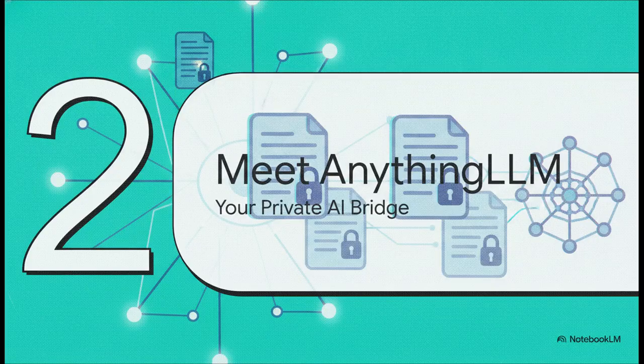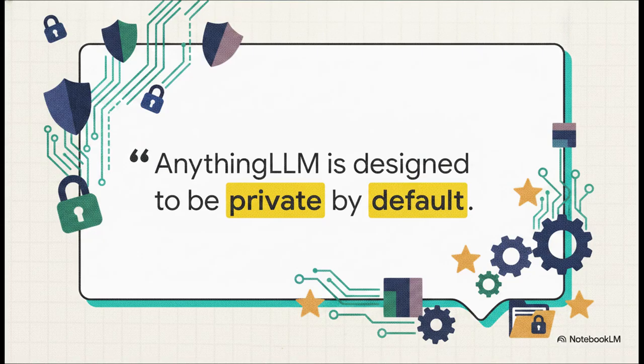Which brings us perfectly to part two. Meet AnythingLLM, your private AI bridge. The philosophy here is really simple, but it is so powerful. AnythingLLM is designed to be private by default. Literally everything is stored and run locally right on your machine. It acts as this secure bridge between your private files and modern, highly capable AI brains, making sure there is absolute zero risk of data leakage.